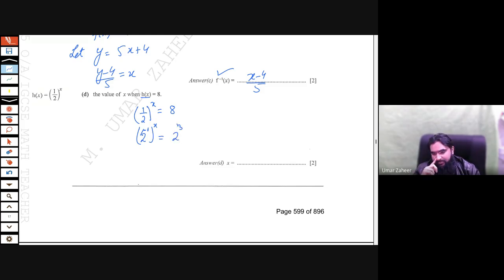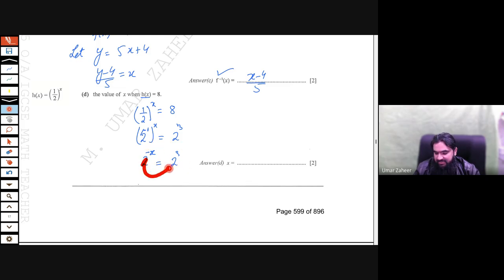I told you if you have the variable in the power, you have to factorize or find the prime factors of the number, and compare both sides. We have done this in the indices chapter. So power of the power will be multiplied. So minus 1 multiplied by x is minus x, and 2 power 3. Look here, these two terms are equal.